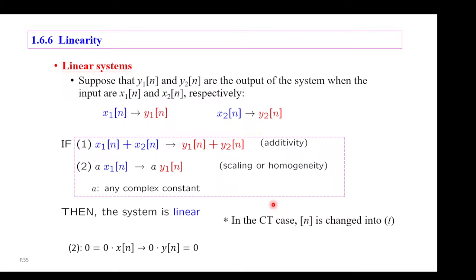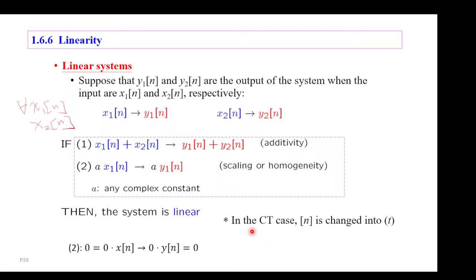So let's go back to this more carefully. I guess here I should also add the quantifier to be more precise. So we have for all x1 and x2. Also, this is for discrete time, but it's very similar for continuous time. So for x1 of n, x2 of n, and then you have x1 of n goes to some y1 of n, x2 of n goes to some y2 of n, and then if the system satisfies both additivity and homogeneity, then it's linear. Additivity means that if you put x1 of n plus x2 of n as input, the system should give you y1 of n plus y2 of n as output. And also, if you multiply the input by any scalar, so you have x1 of n times any number a, then the output should be this same number a times your y1 of n.